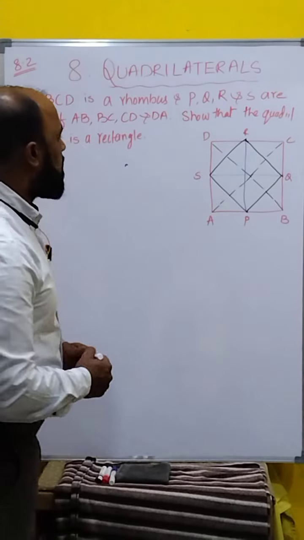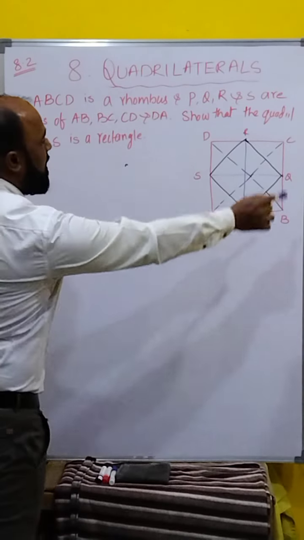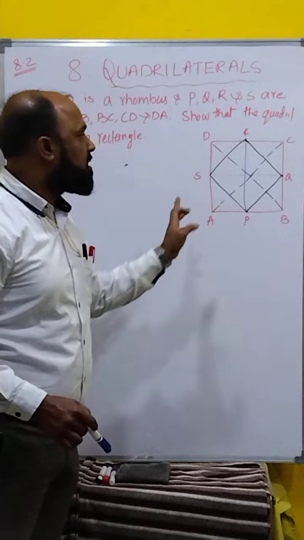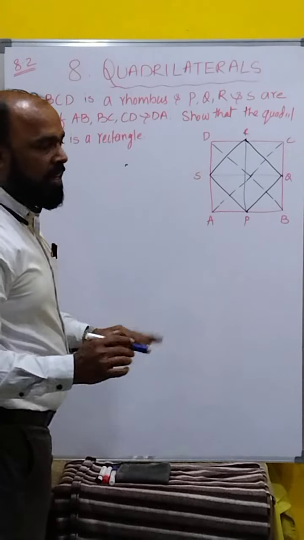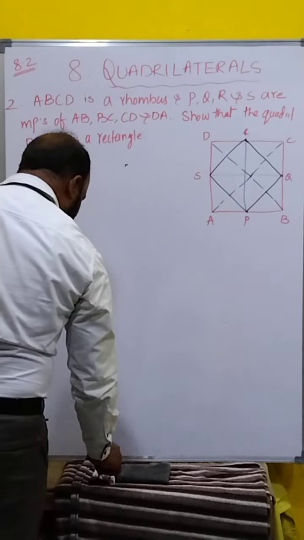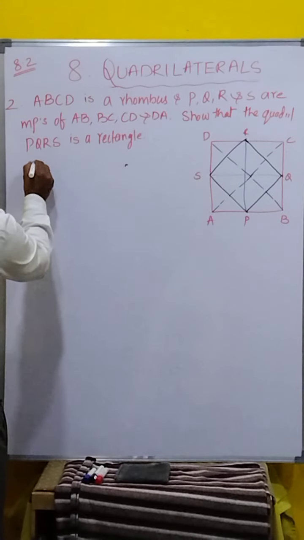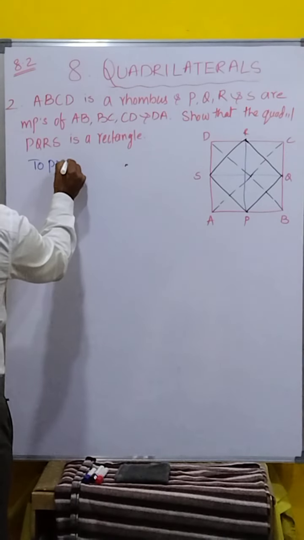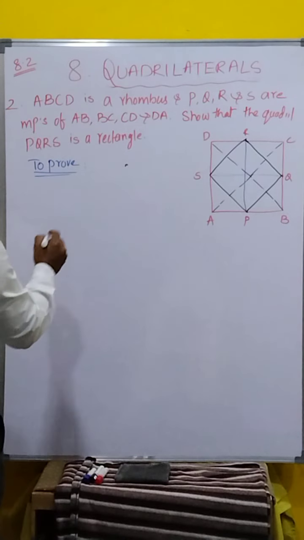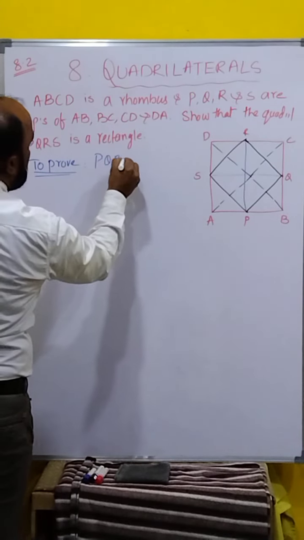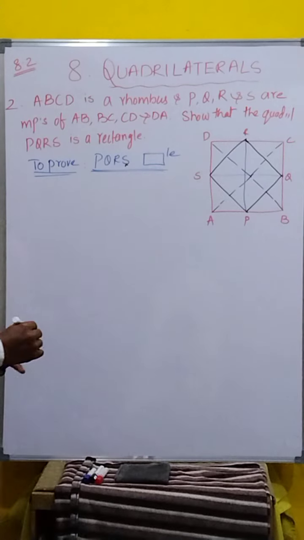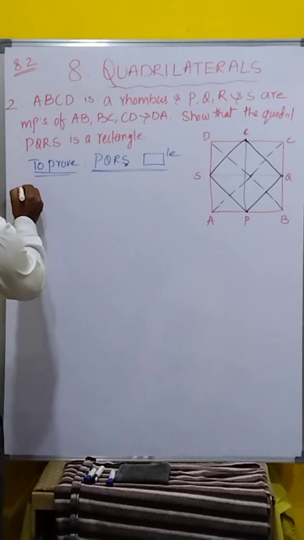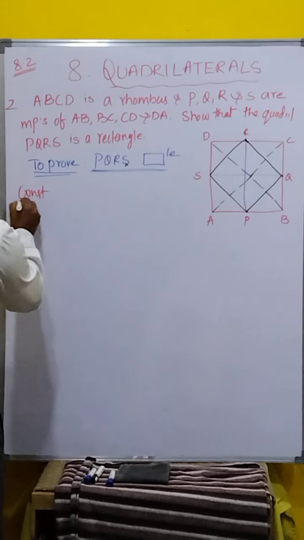Clear children? First we will go for what is given. Given thing is ABCD is a rhombus and P, Q, R, S are the midpoints of AB, BC, CD and AD. Now a little construction is required in this. First we write what we have to prove. What we have to prove here? PQRS is a rectangle. Clear children? Now construction is required in this.